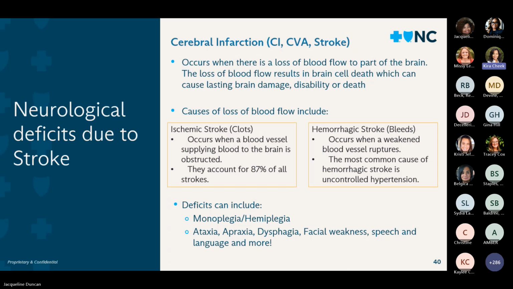The hemorrhagic stroke or brain bleed occurs when a weakened blood vessel ruptures. The most common cause of this kind of stroke is uncontrolled hypertension. If strokes or cerebral infarctions are not caught fast enough, they can cause deficits that result in disabilities such as hemiplegia, or weakness on one side of the body.